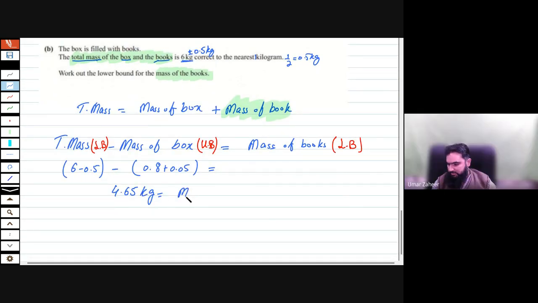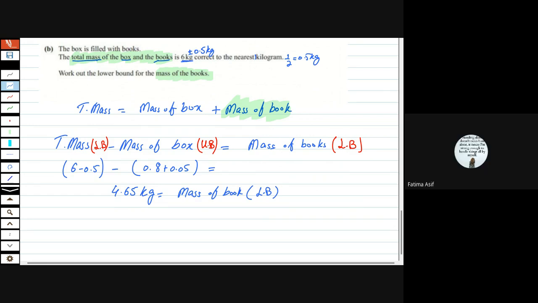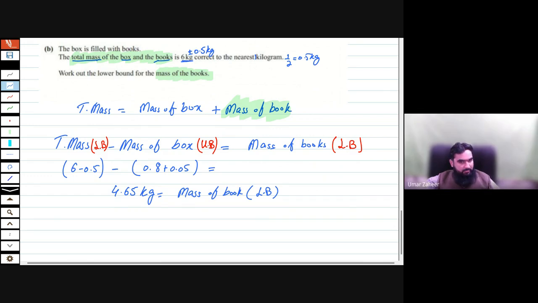So this is the mass of the books, and we have to find the lower bound. It's clear how we are going to be doing these questions? Yes, sir. Okay. Let's see how to go for the next one.